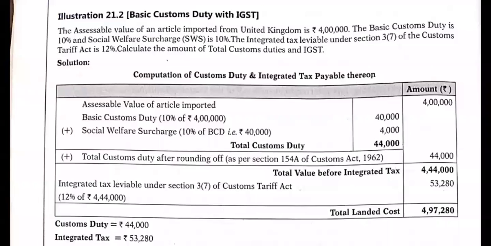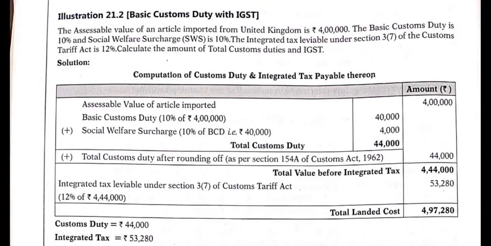Dear students, in this video, we are going to study about custom duty with IGST. Let us see one problem. The assessable value of an article imported from the United Kingdom is rupees 4 lakh. The basic custom duty is 10%, and social welfare charge is 10%. The integrated tax leviable under Section 3, subsection 7 of the Customs Tariff Act is 12%. Calculate the amount of total custom duties and IGST.